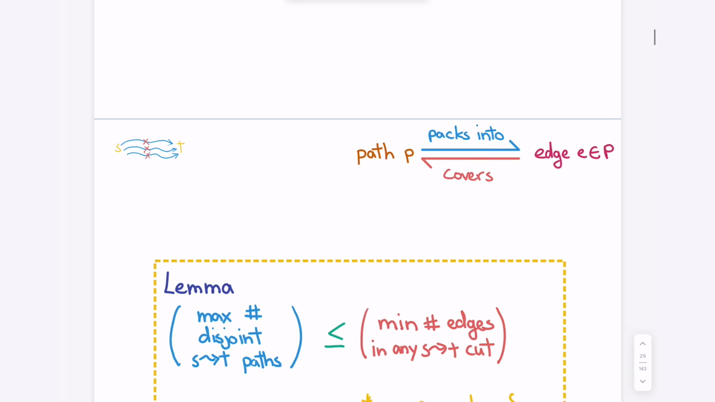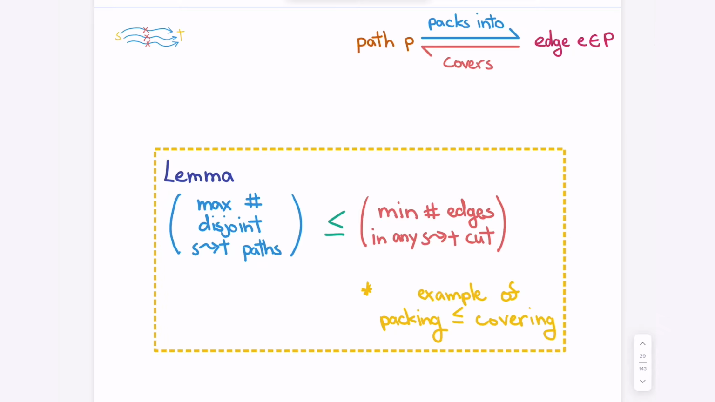Whenever you get a packing and covering setup, you get an inequality like this for free. The maximum number of S to T disjoint paths is always bounded above by the minimum number of edges in any S to T cut. Does anyone want to take a shot at proving this? So every path, let's say you have a bunch of edge disjoint paths. Every path needs at least one edge from this cut. Okay, fine. And you need one more observation.